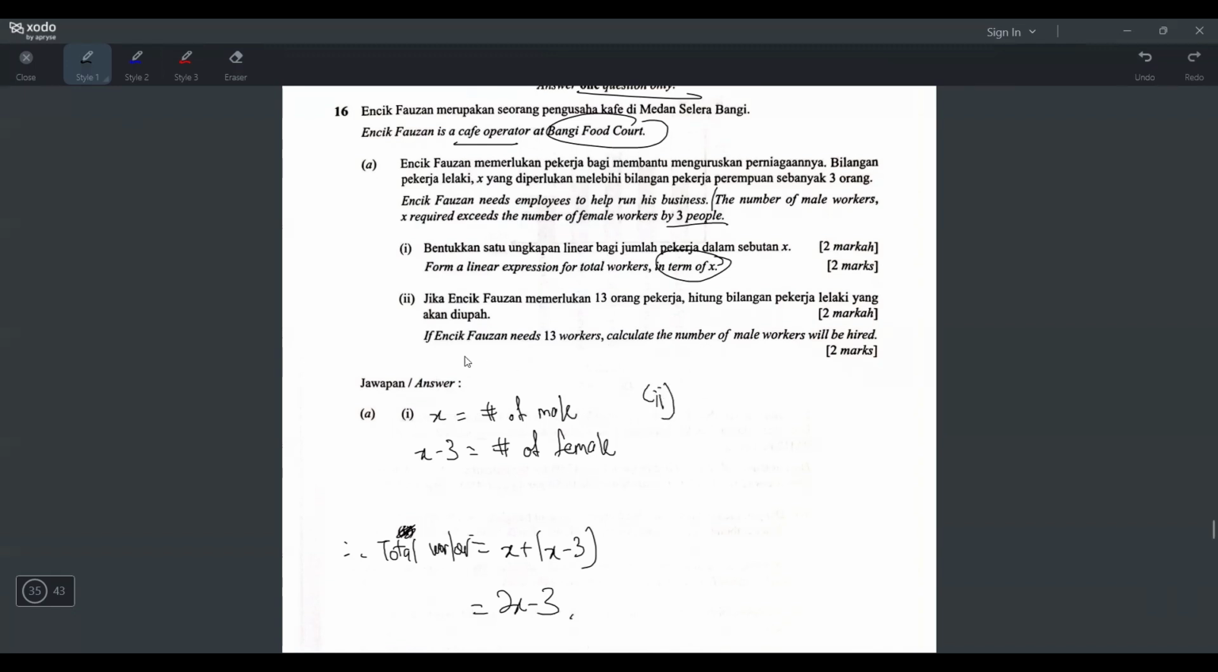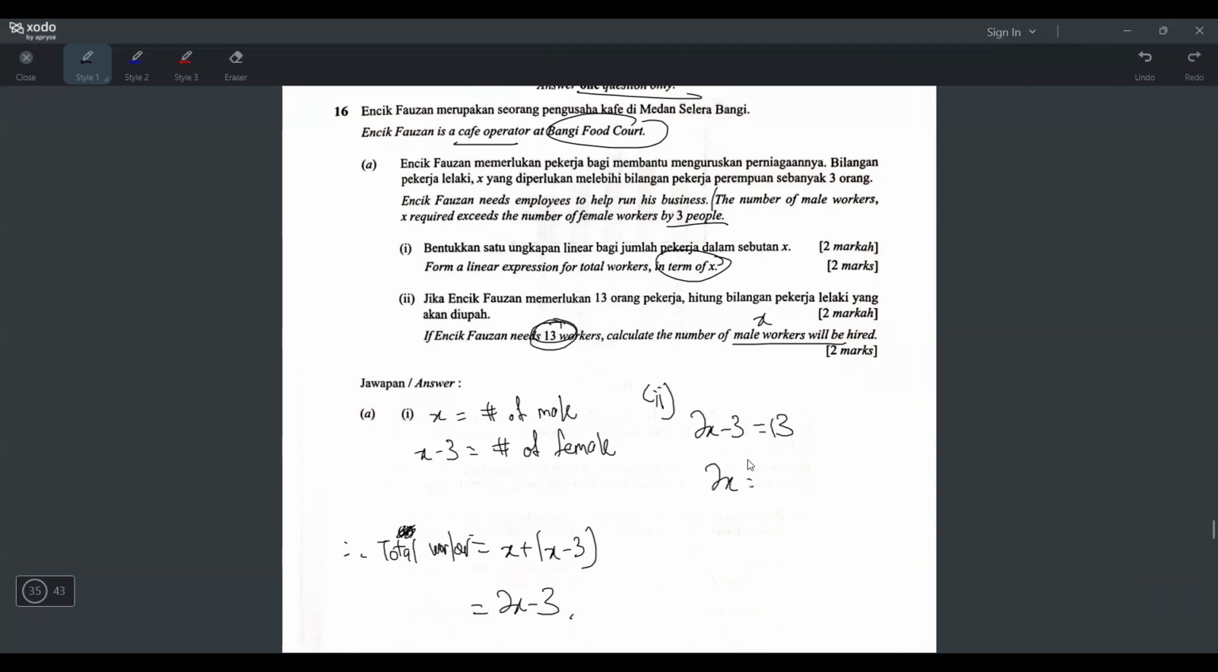Okay, let's do number 2. If Encik Fauzan needs 13 workers, calculate the number of male workers. Okay, male worker is X lah, right? They use X to represent, right? So they want to find X, but they give you information, 13 workers, but they never tell you this 13 is male or female. It means this is the total lah. And the total worker formula, you already get it, is 2x minus 3. So you can take 2x minus 3 equals 13, because 13 is also the total.